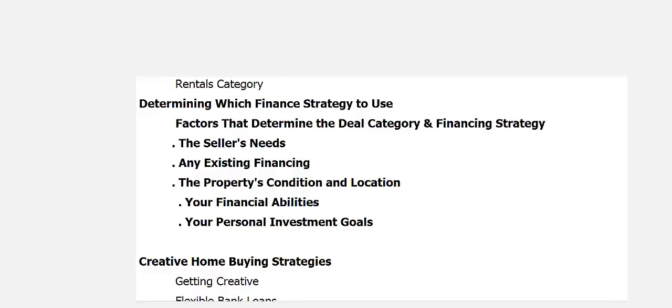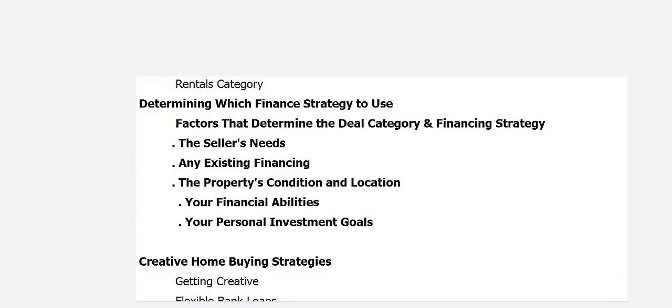The seller's needs. What are the seller's needs? Do they need all cash now? Can they take some cash and some cash later? Are there any existing financing? What are the property's condition and location? What are your financial abilities? Your personal investment goals? And then creative home buying strategies.